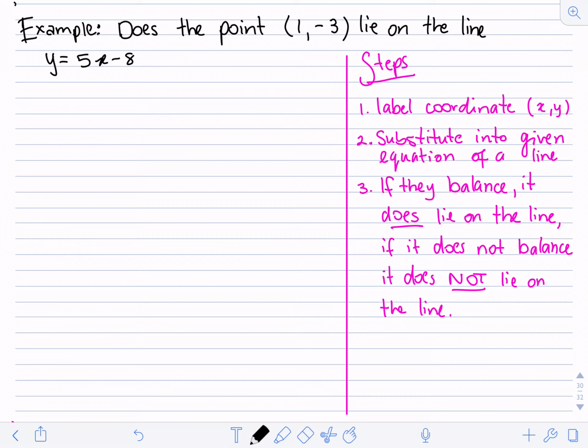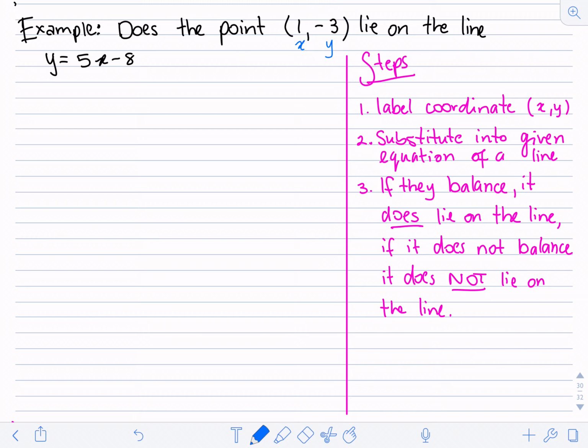The example says, does the point (1, -3) lie on the line y equals 5x minus 8? That point (1, -3) is an xy coordinate, and we want to see, would that point lie on the line y equals 5x minus 8 if we drew it? Would it be there? So let's go through the steps. Step number 1, label the coordinate.